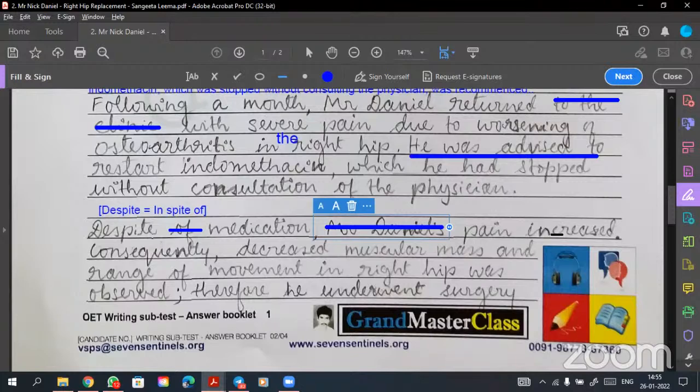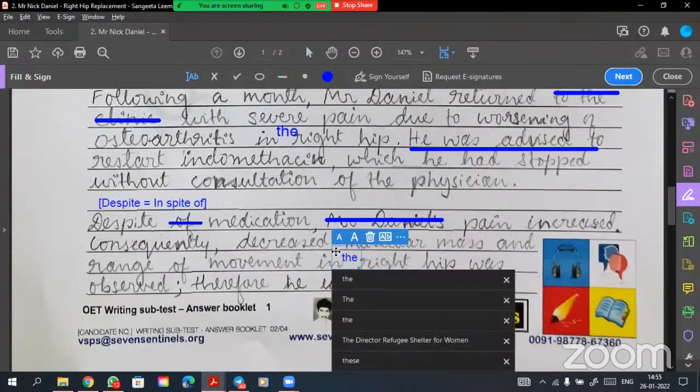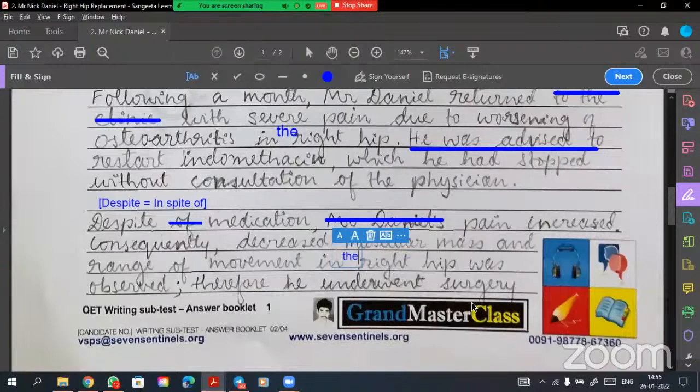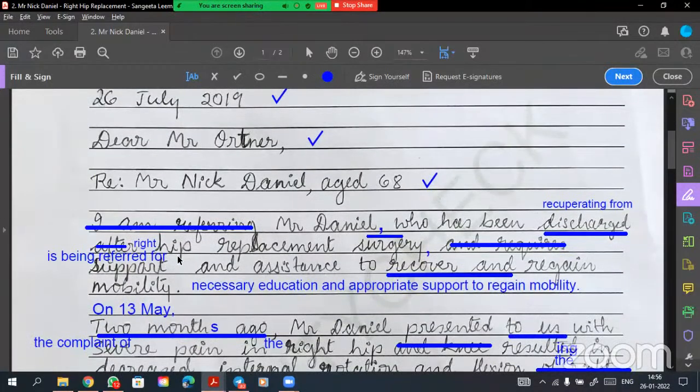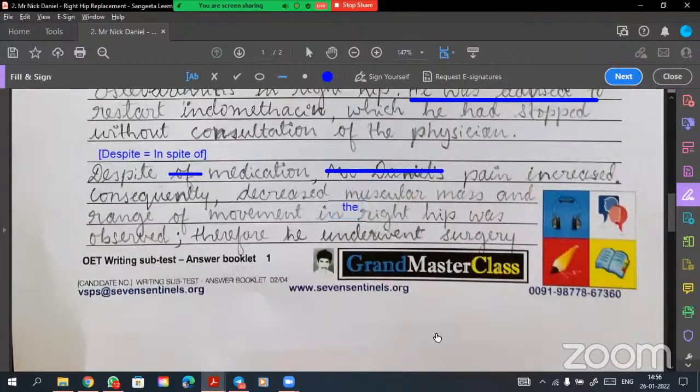Consequently, decreased muscular mass and range of movement in the right hip. Okay. We are talking already about the right hip only. Why again right hip? We have all these things in the right hip only, no? Why are you writing so many times right hip, right hip, right hip? We know that the problem is the right hip. Correct or not? Okay. And that is what is replaced, right? Yes. We are not talking about anything else. The entire letter is regarding right hip replacement. Correct or not? Yes, sir. Then why are you telling every time right hip, right hip, right hip? That I don't understand. That is what is increasing your word count.